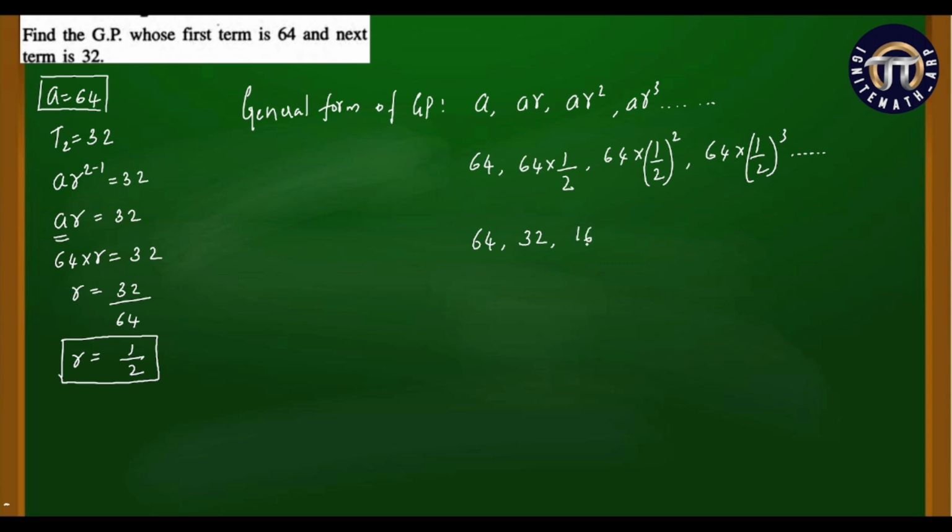So that is 16, then 64 into 1 by 8. It will be like 8. So this is nothing but the required GP. Okay, this is the required GP. This kind of questions can be asked for 2 marks, children, or it can be asked in multiple choice also. Now let us see the next question.